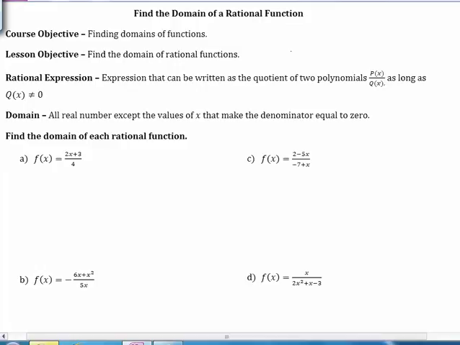This lecture is on finding the domain of a rational function, and so there are a couple of things that I want to talk about before we get into talking about the domain for a rational function. First, what a rational expression is.